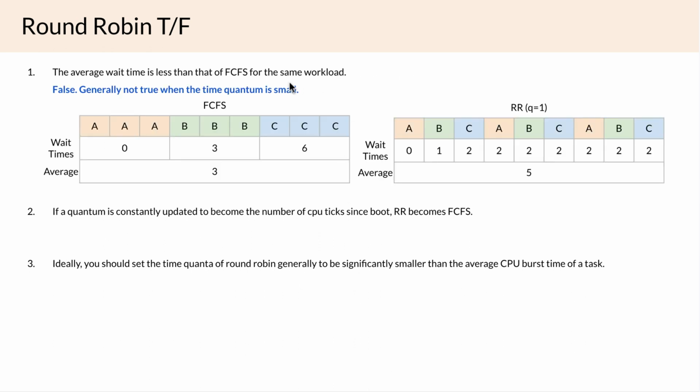Okay, so this is false. If we go back to average wait time, previously we said that round robin can increase the average completion time because it's making threads wait a bit longer since everyone's taking turns now.